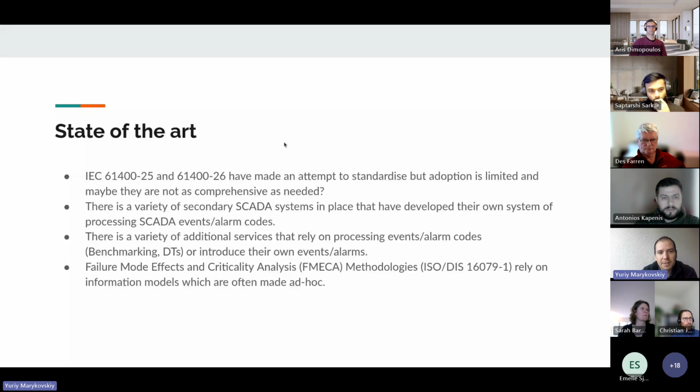We saw that the IEC standard made an attempt to standardize all the labels, but the adoption is quite limited currently. And we are not quite clear why. Maybe it's not comprehensive enough. Maybe it's not usable enough. What actually ends up happening is that a variety of secondary SCADA systems are put in place, and people develop their own systems for processing SCADA or alarm codes.